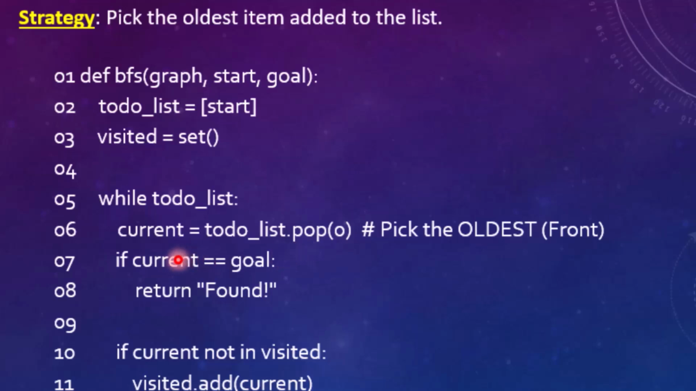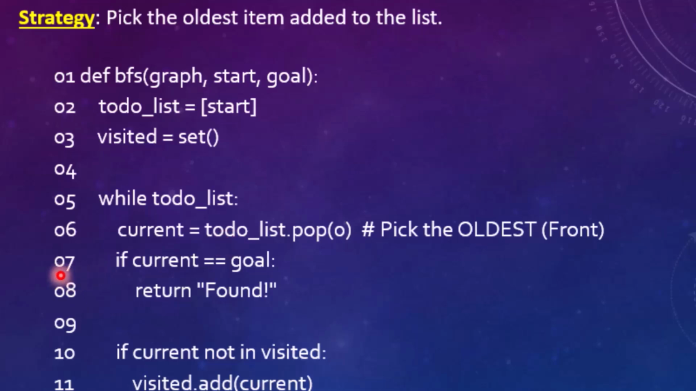Then line 6, the first element of the to-do list is removed and stored in current. Removing from the front ensures that the nodes are processed in the order they were added, which is the defining behavior of breadth first search. First in, first out.